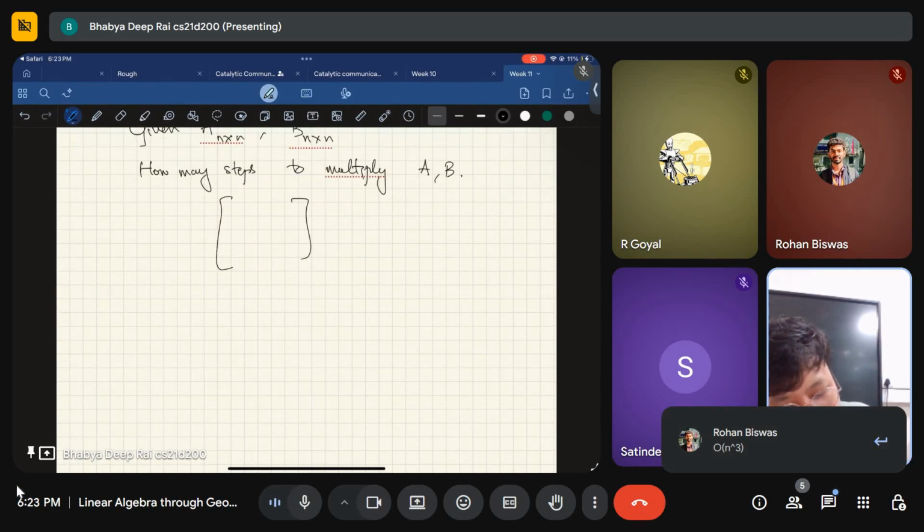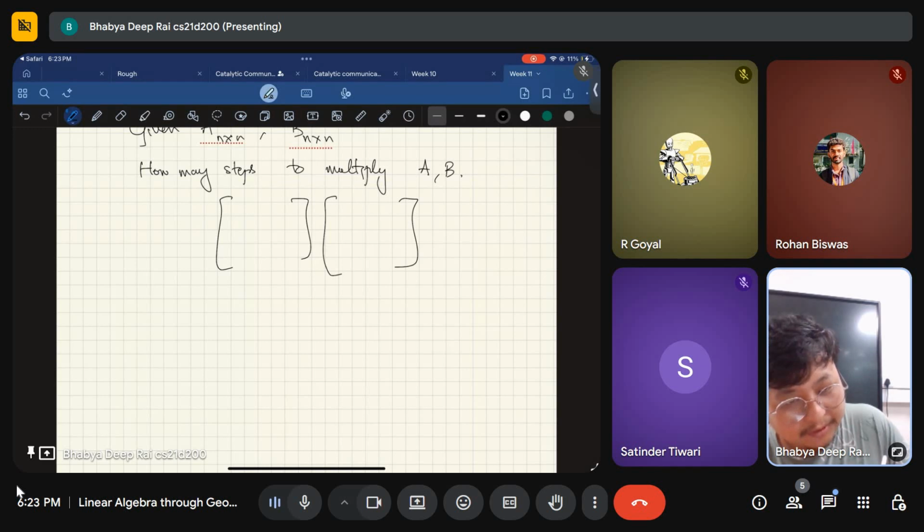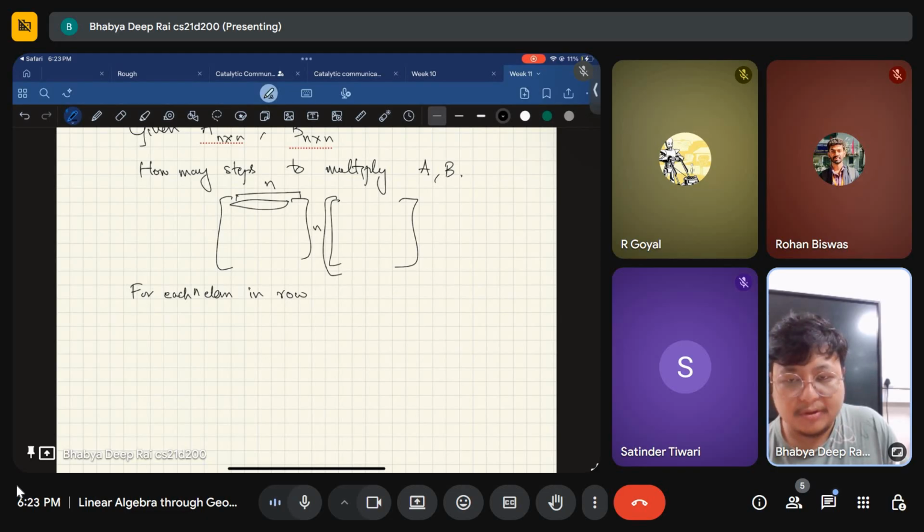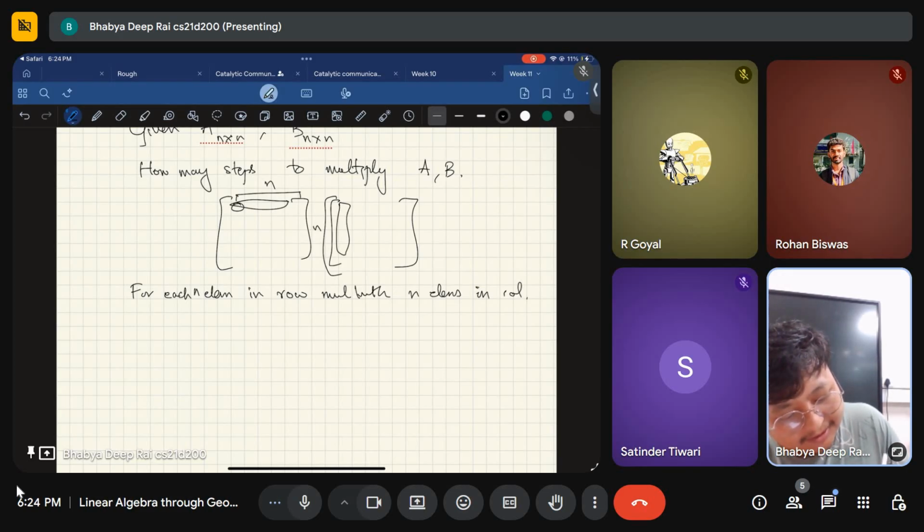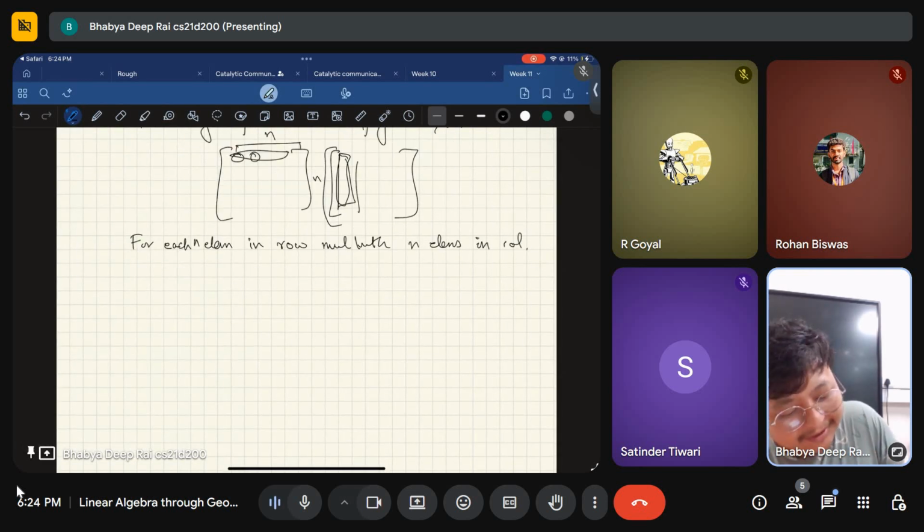So if you have to multiply, you go across all the entries here and all the entries here. There are n entries here, there are n entries here. For each element in a row, you multiply with n elements in a column. This is multiplied with n elements, this is also multiplied with the same n elements, and added up with the next element.